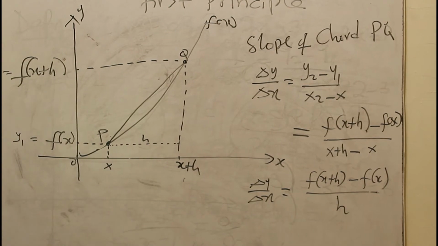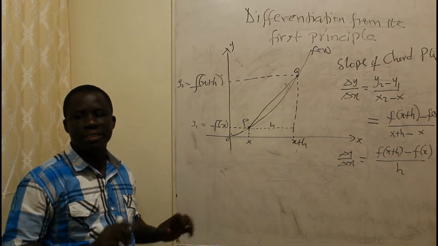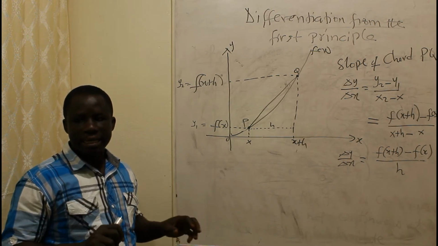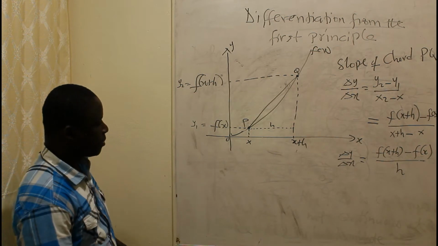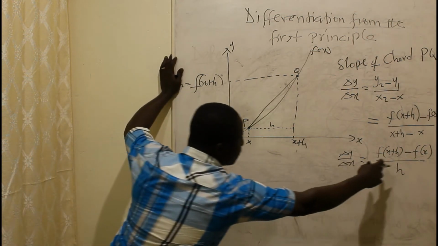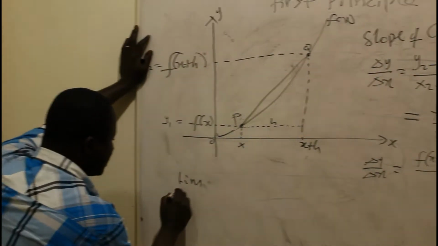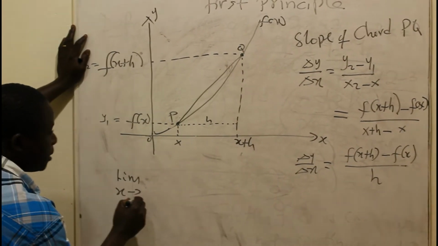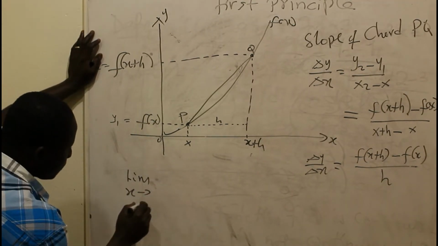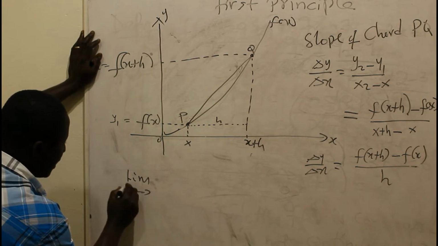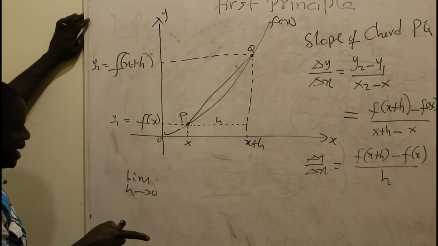So we want to find the slope. When you take the limit as small changes approach 0, then the slope of the chord becomes the slope of the tangent. So we take the limit of both sides. So lim as h approaches 0. Sorry, the changes are now as h approaches 0, because the change is now called h.